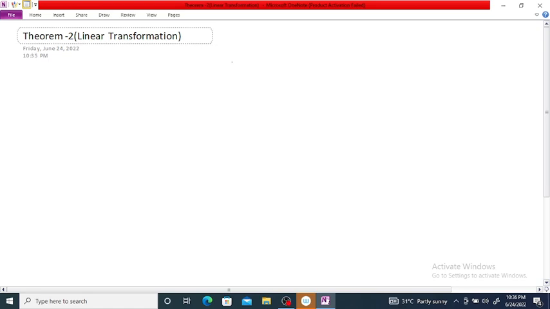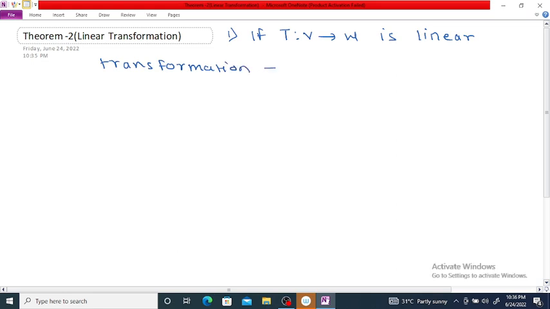Some properties on linear transformation. So the first property is: if T is a mapping from V to W and is a linear transformation, then prove that T of 0 bar is equal to 0 bar. So if T is a linear transformation, then under the mapping T, the 0 bar maps to 0 bar. This is what we want to prove here.